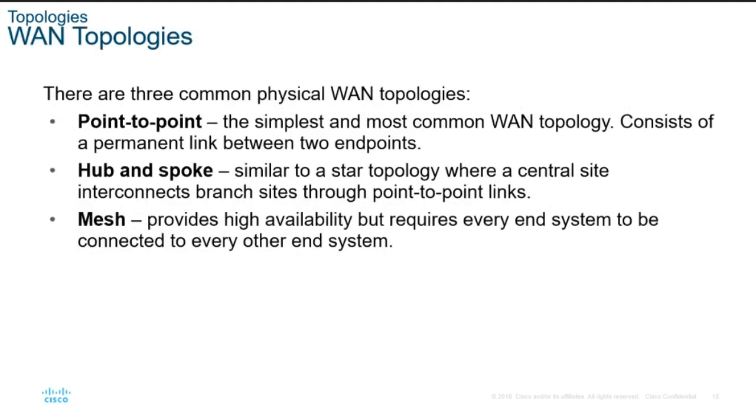So there are 3 common physical WAN topologies. The first one is the point-to-point. It is the simplest and most common WAN topology. It consists of a permanent link between 2 endpoints.